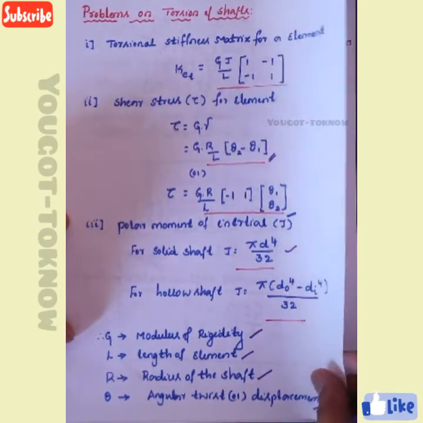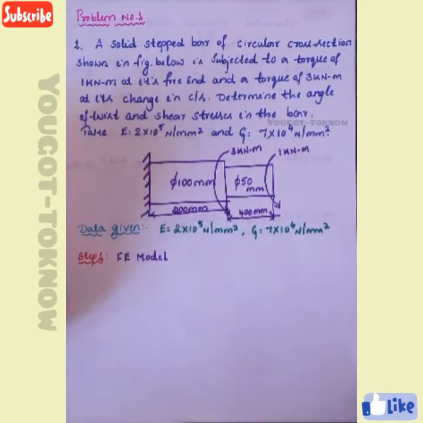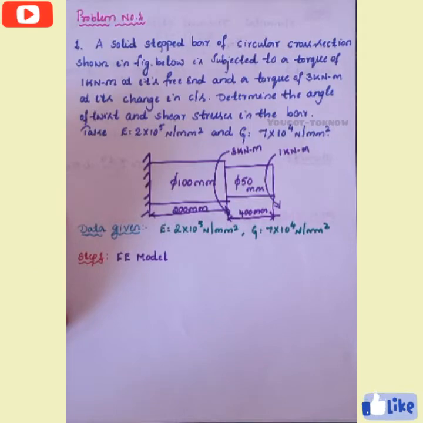Now, today we are going with the first problem. What is problem number 1? A solid stepped bar of circular cross section shown in the figure below is subjected to a torque of 1 kilonewton meter at its free end and a torque of 3 kilonewton meter at its change in cross section. Determine the angle of twist and shear stress in the bar. Take Young's modulus E = 2 x 10^5 Newton per mm square and G = 7 x 10^4 Newton per mm square.